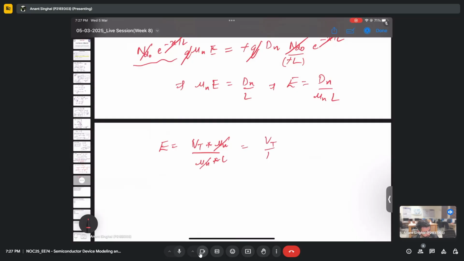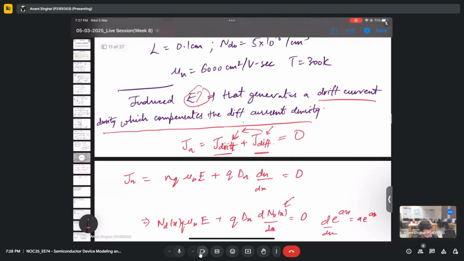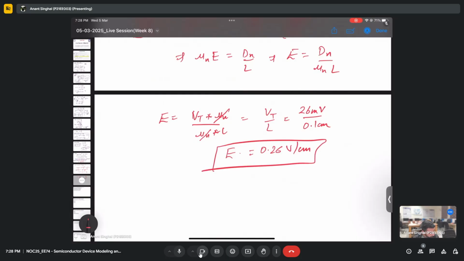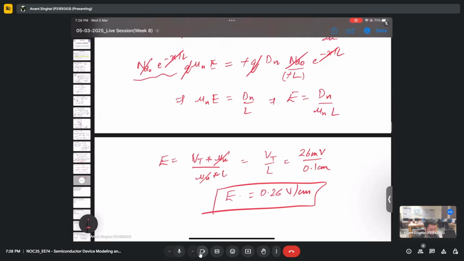So it is nothing but Vt over L, and the temperature is 300, so it is 26 millivolts divided by L. L is given, 0.1 centimeter. So if I write it in volts, it will be 2.6 volt per centimeter. Minus 3 minus 1 minus 2, no, it's 0.26, I guess. 260 millivolt, 0.26 volt per centimeter. Make sense?